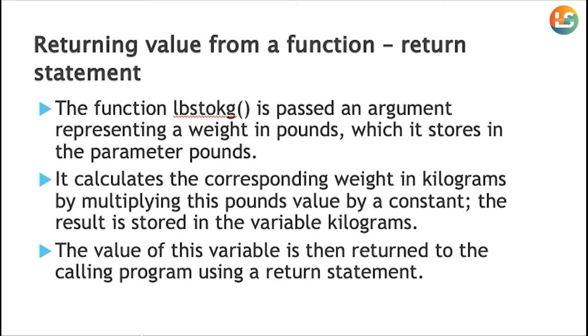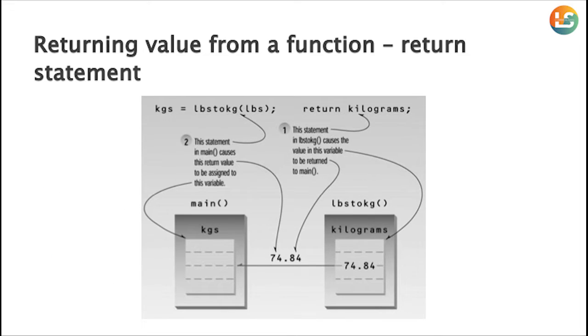So how is it going to work? In our main program, we are going to have a variable in which we have the weight, not exactly in kilograms, but in pounds. Whenever we call this function, we will send this data to the function. The function will convert that into kilograms, and then this kilogram value will be returned to the main function, and then in the main function it will be stored and can be further utilized.